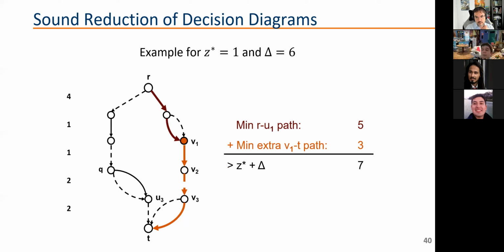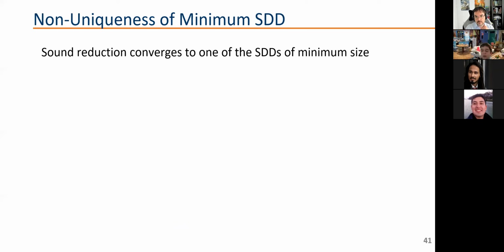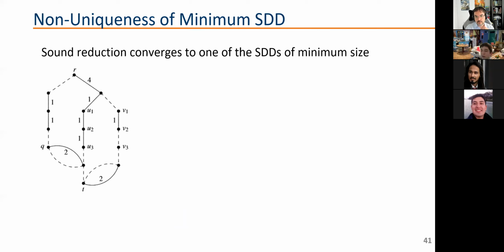And this is a process that can be applied in the same way that you do the reduction of the decision diagram to find the smallest structure. This process is going to converge to a sound decision diagram of minimum size. But what's curious about this process is that we may obtain different decision diagrams of minimum size.